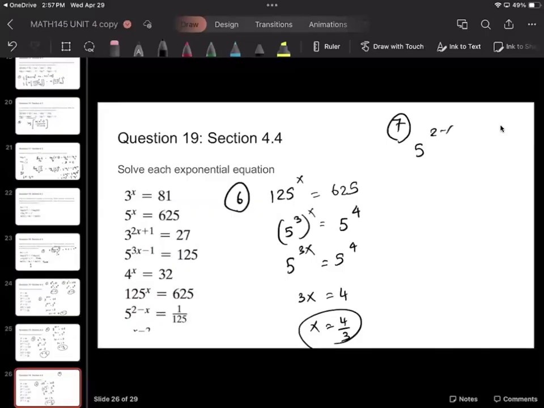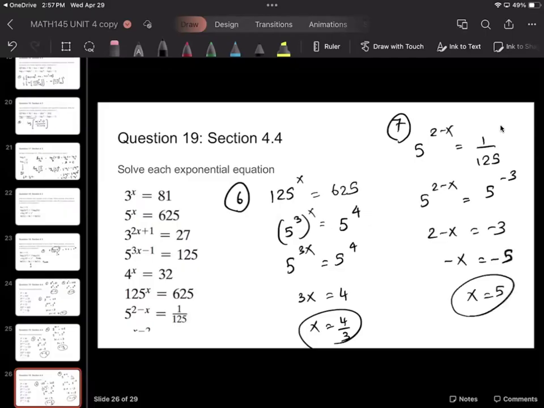5 to the power of 2 minus x is 1 over 125. 125 is 5 cubed. So this is 5 to the negative 3. So 2 minus x is negative 3. Negative x is negative 5, which means x is 5.